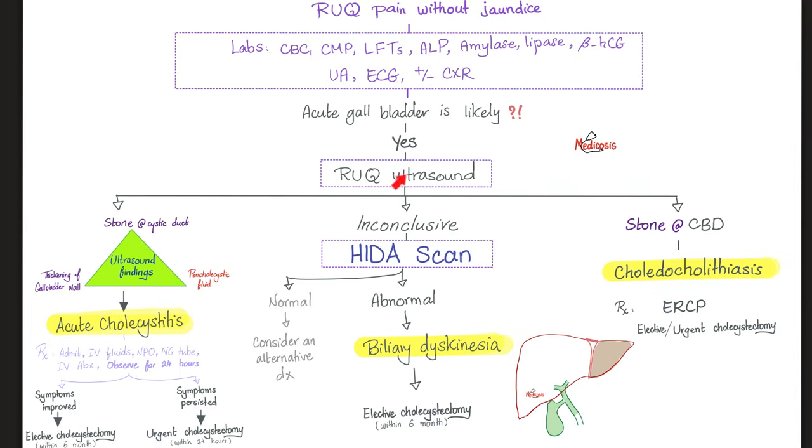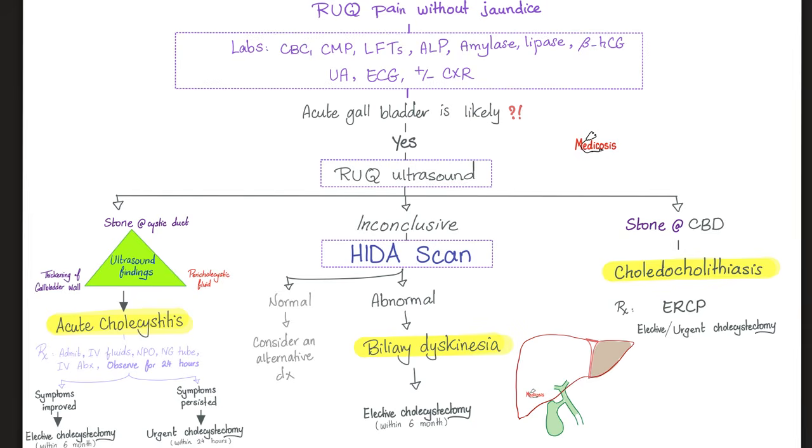I did the ultrasound, but I didn't see anything. It's time for a HIDA scan. If it's normal, consider an alternative diagnosis. This is not cholecystitis. If it's abnormal, biliary dyskinesia. The gallbladder is not contracting properly. What should I do? Elective cholecystectomy.